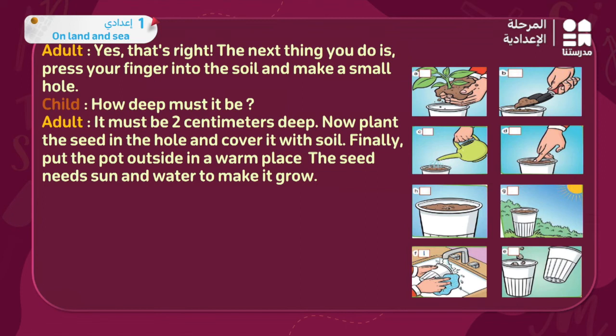Cover it with soil. Finally, put the pot outside in a warm place. In a warm place. The seed needs sun and water to make it grow.